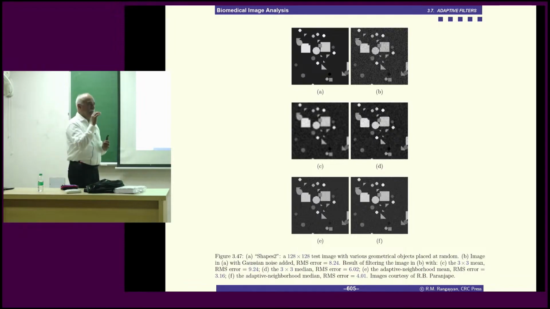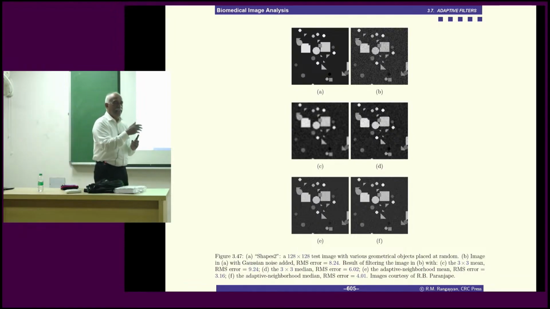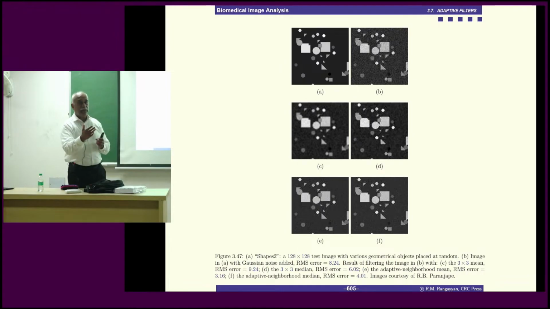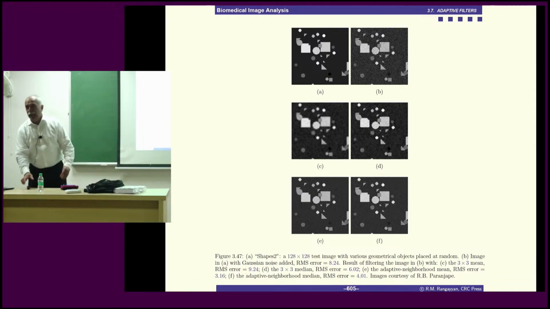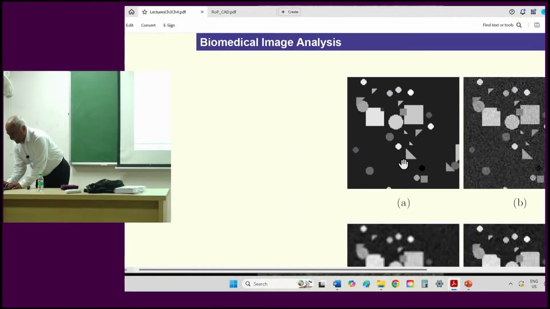But for every pixel, you grow a region. But under certain conditions, a number of pixels with a given region may get the same result. So here is one of our shapes images, with Gaussian noise added, and 3 by 3 mean, 3 by 3 median, adaptive neighborhood mean, adaptive neighborhood median. There's a little bit of blurring. Now we compared with 3 by 3. It's unfair. We have compared with others later.